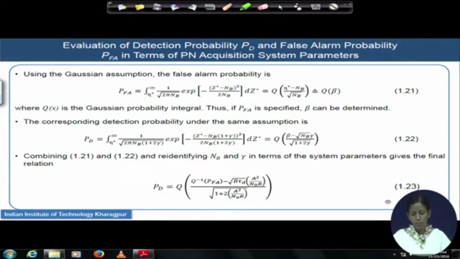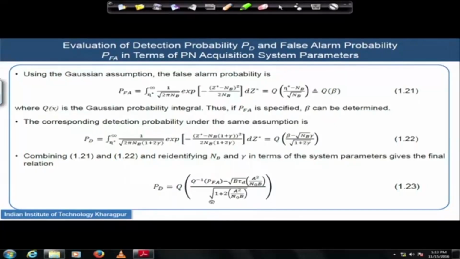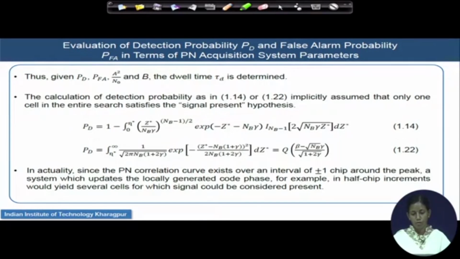Remember, up to this point we could define a nice relation for the detection probability. We understood how it should be calculated, taking a very simple example of non-coherent square law detectors. But whatever we have derived here has several assumptions inside it. So, one by one we will try to see whether those assumptions are valid in practice or not.